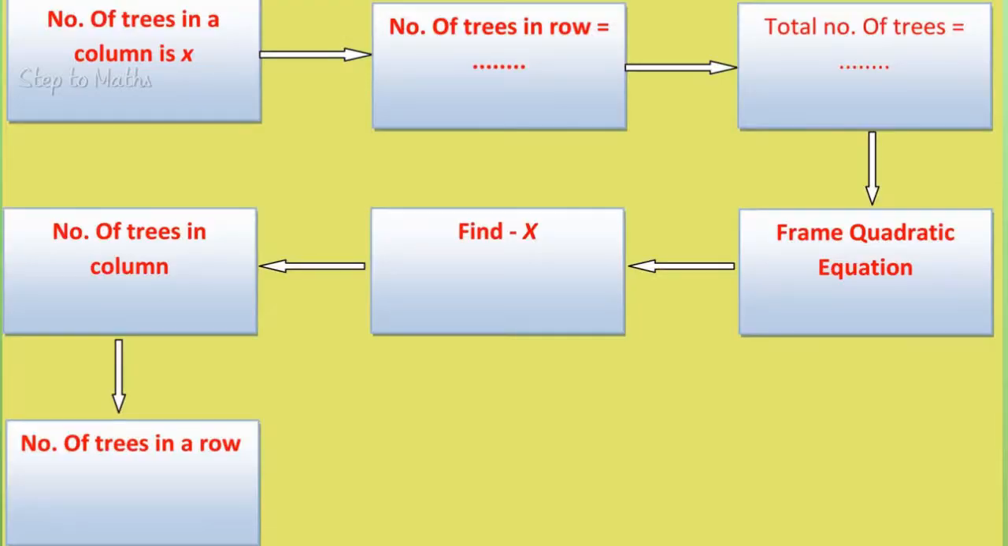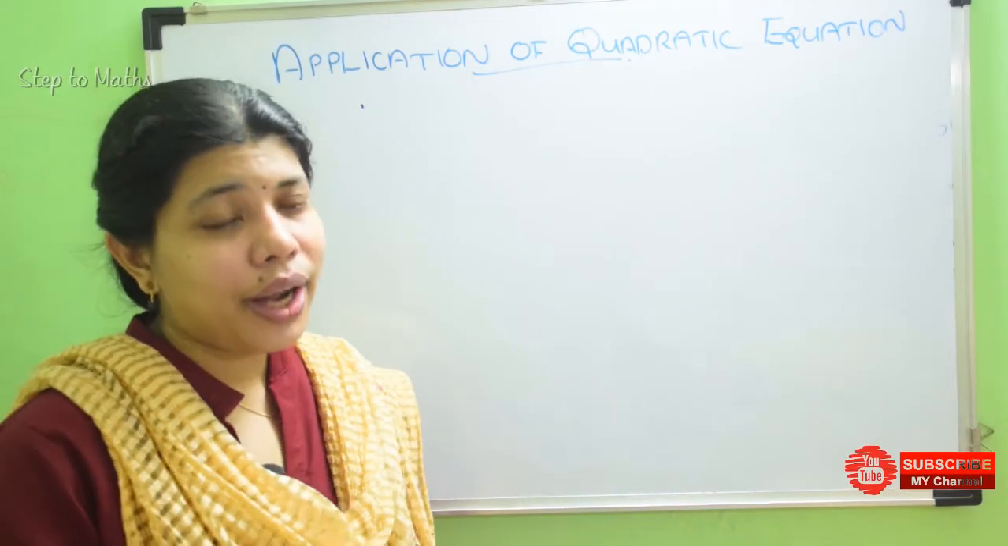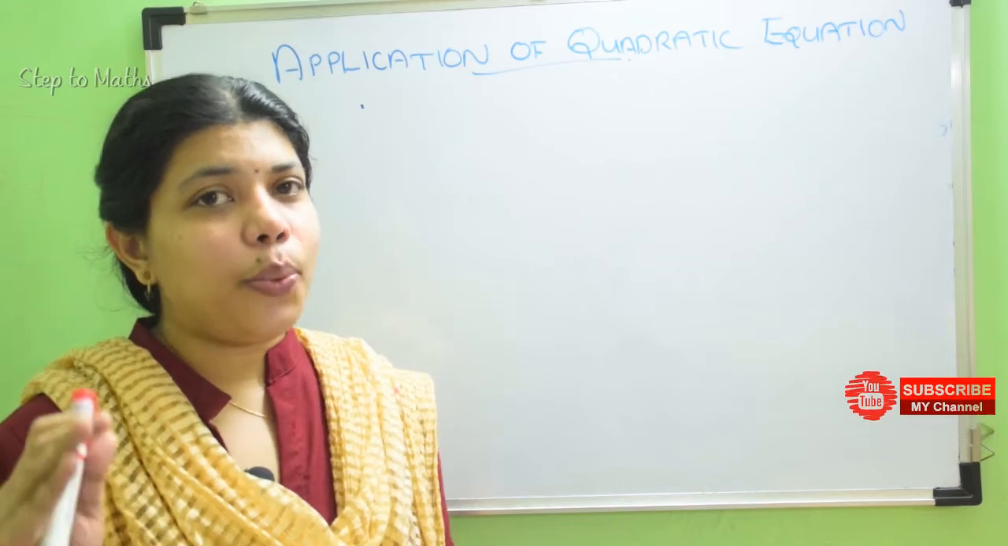Okay, the flowchart: number of trees in a column X, number of trees in a row, total number of trees, and using that condition frame the quadratic equation. Solve it, that means find the value of X. From that, find the number of trees in a column and the number of trees in a row. For our guidelines, the flowchart is given. Okay, first frame the quadratic equation according to the given condition.